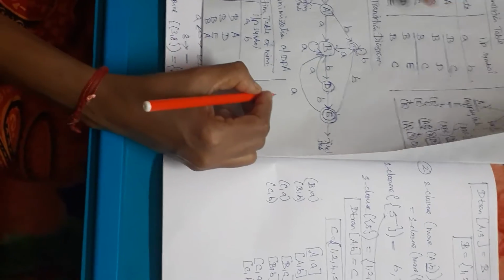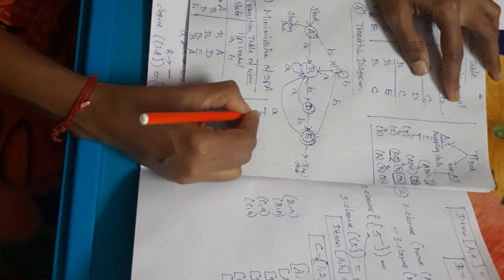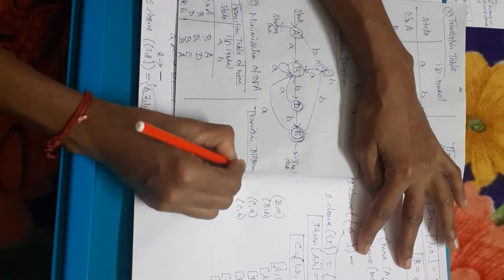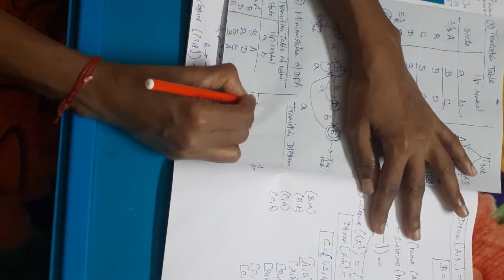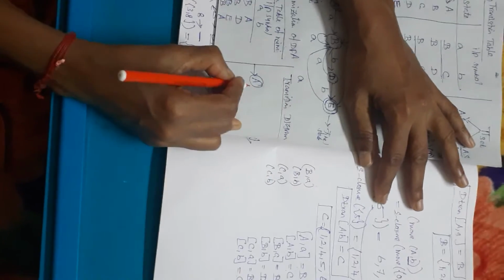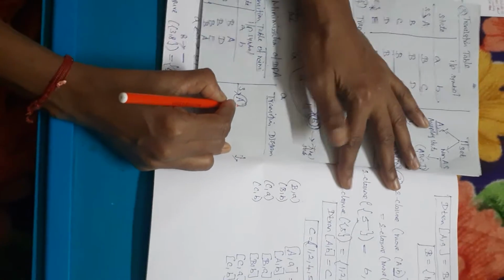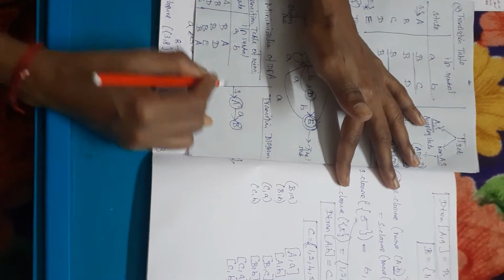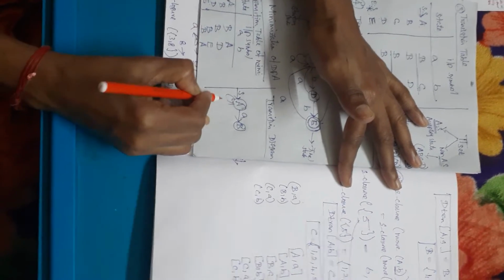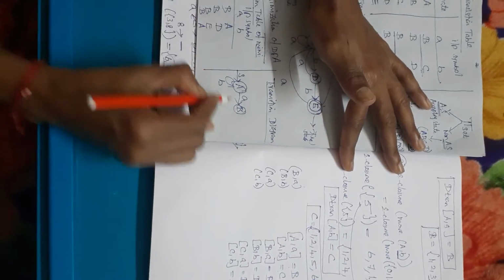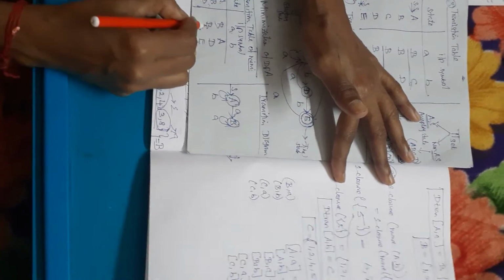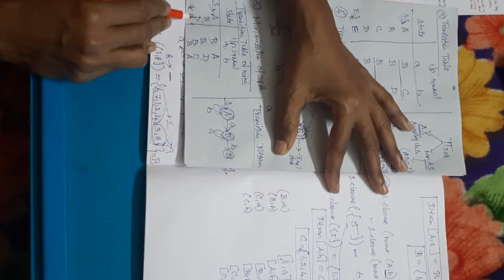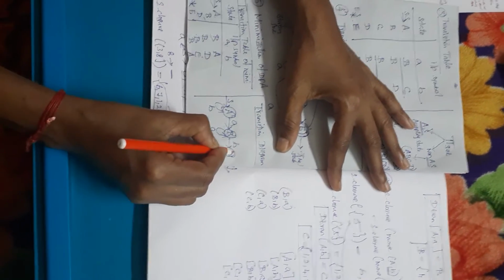Next, what do you write? After minimization, you can draw the transition diagram. So how to draw the diagram? Here, starting state A. Starting state A moves on a to B. A on b is A. Next B can move on small a to B. Then B on b is D. Then D on a is B.